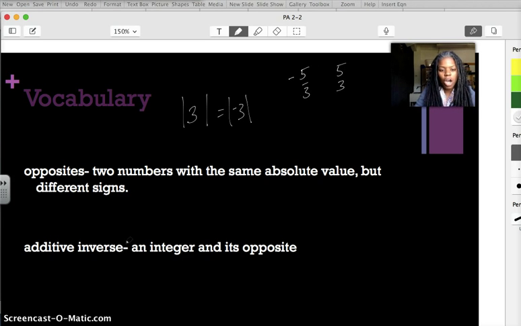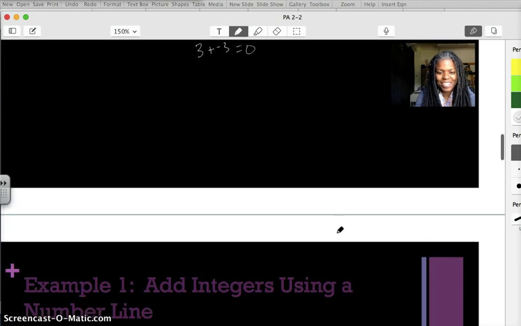So opposites are really very similar to this concept of additive inverse in that when you take a number and you add it to its opposite, you get 0. So you know you've got additive inverses when you add them together and you get 0, because those two values have to be opposite one another. So I guess really that's it. Let's keep moving.